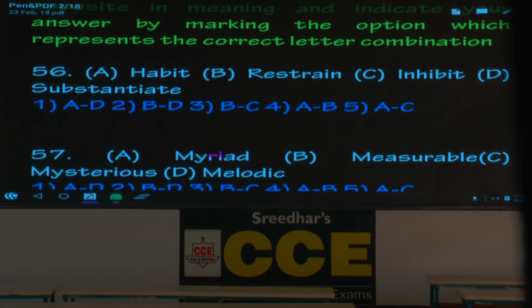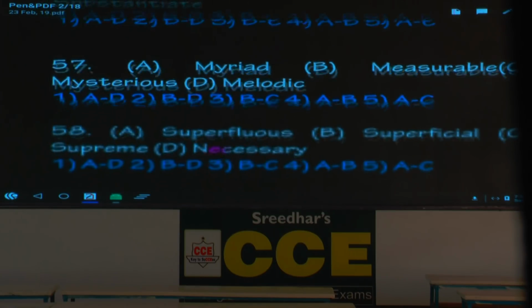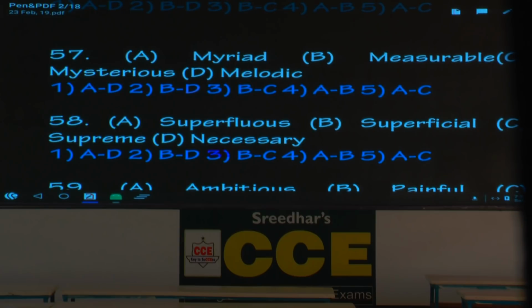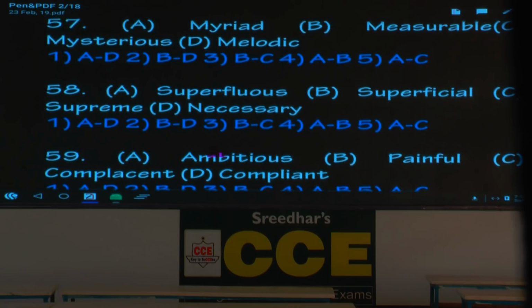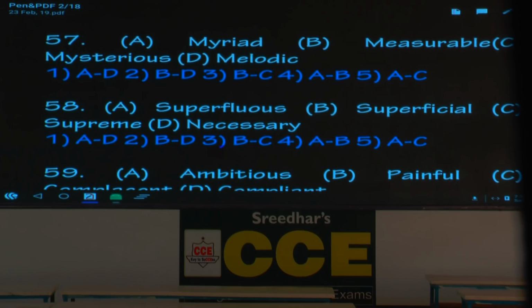But the key says some other option. Am I right? What does the key say? Please check. Third option? Perhaps some other question. I think 57. 57, what does the key say? Please check. Which option? Fifth option, AC. There's a problem here. Whatever it is, we will see. Now, shall I move on to question number 57?